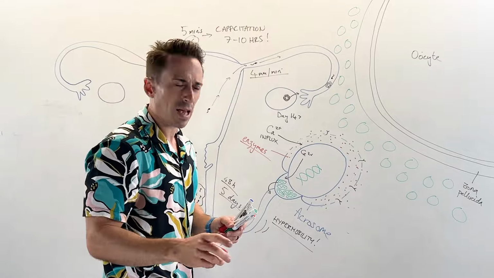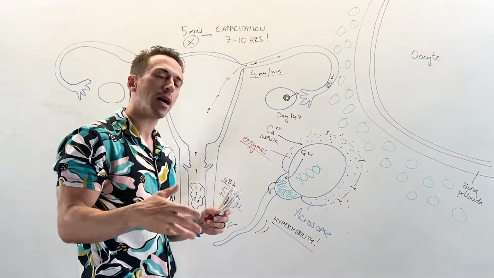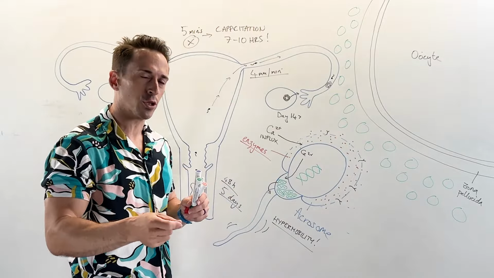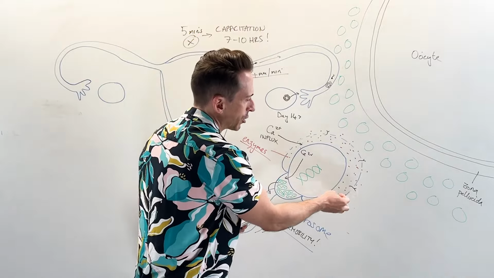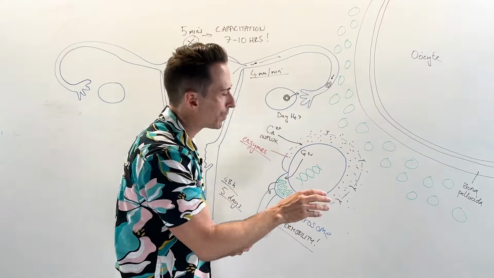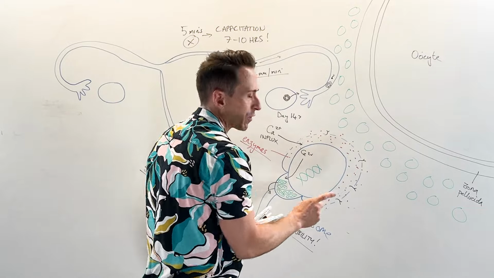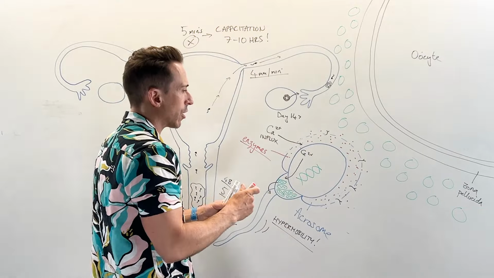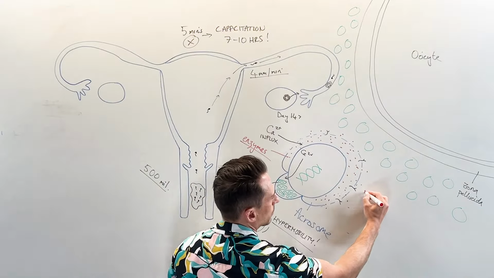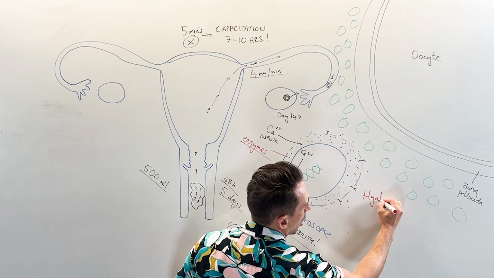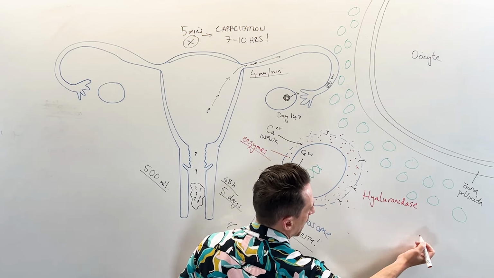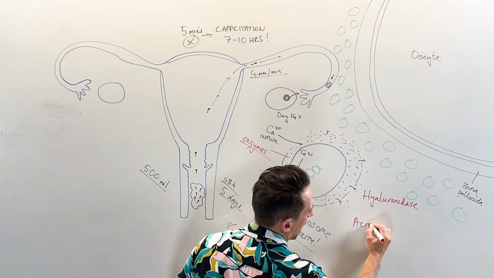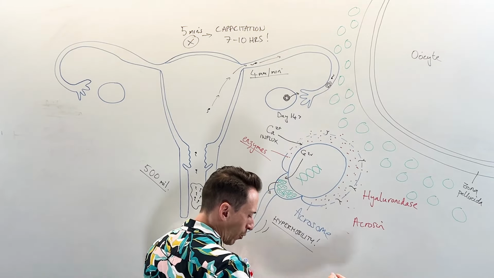How does it get through? Now we're starting to talk about what we call the acrosome reaction. Because once capacitation has occurred, you can see that the acrosome is unstable. Enzymes are being released from the acrosome. These enzymes are called hyaluronidase and acrosin. Now, what are these?